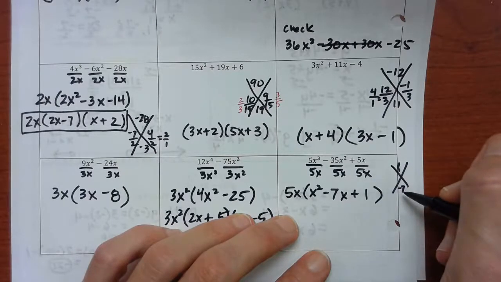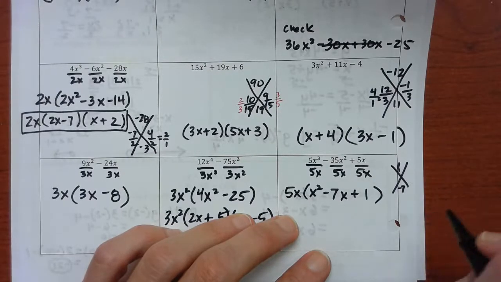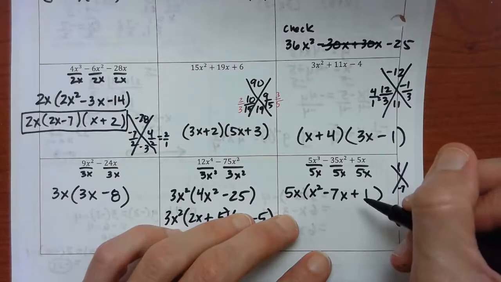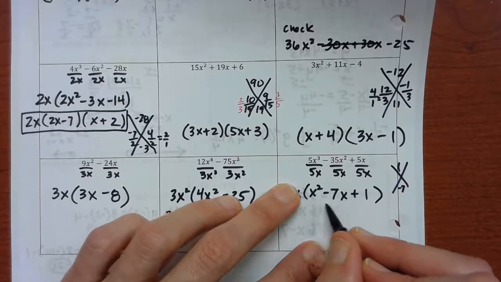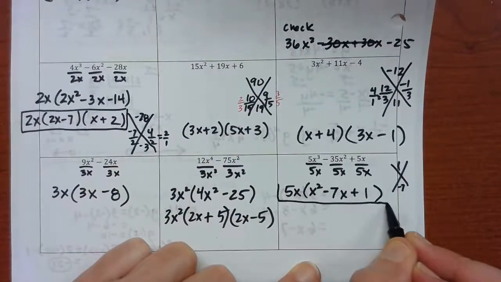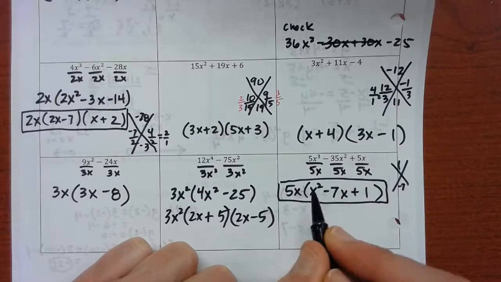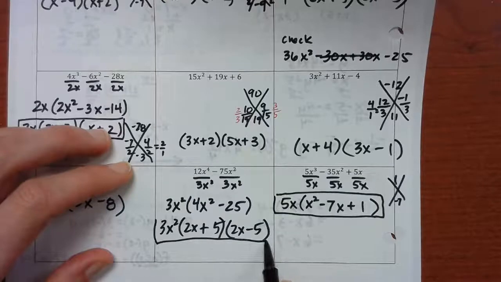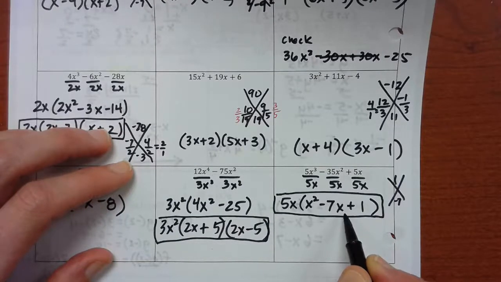Factors of 1 that add up to negative 7. Well, there aren't any factors of 1 that add up to negative 7. So this doesn't happen very often, but this quadratic portion here is not factorable. So you just leave it like that. That is the most we can factor this one. Some of the others we're able to factor again, like this one. But for this particular problem, we can only go this far and then we stop.